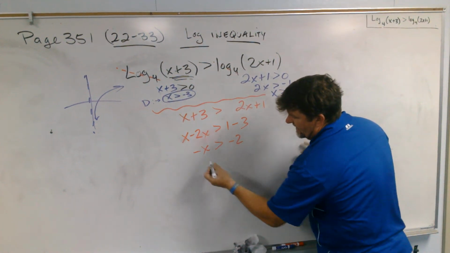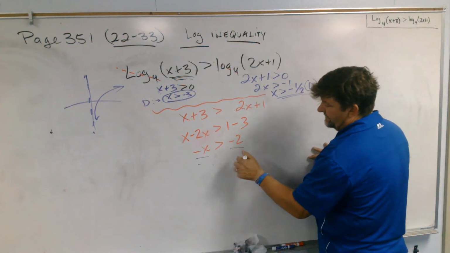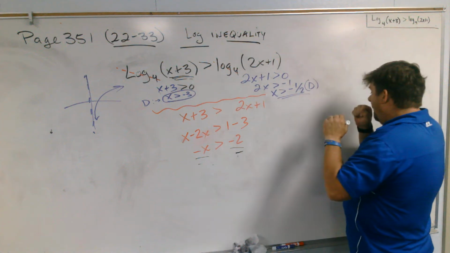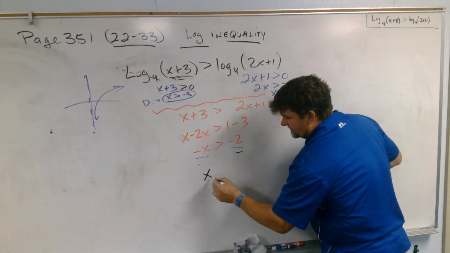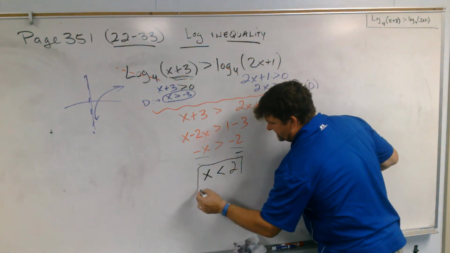This is a key rule right here. If I divide by a negative or multiply by a negative to clear this negative out, things switch. I get x is less than 2 is my answer.